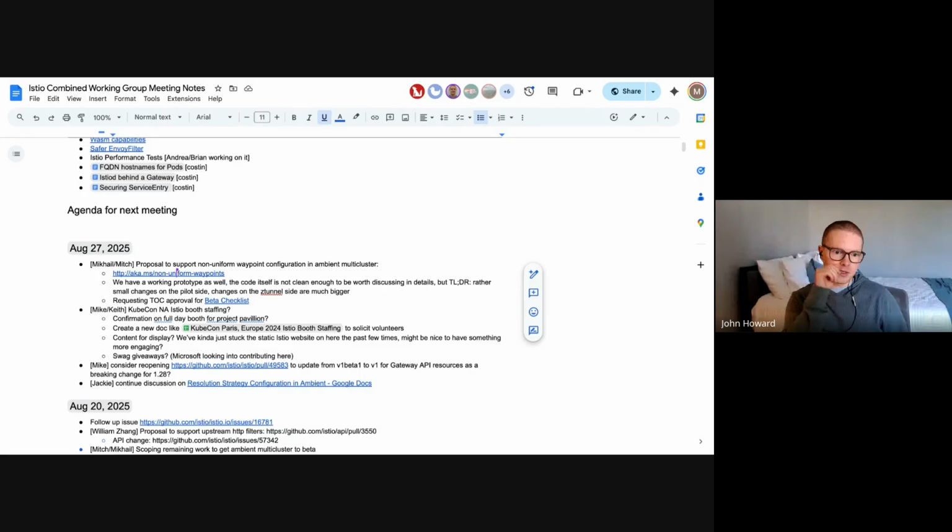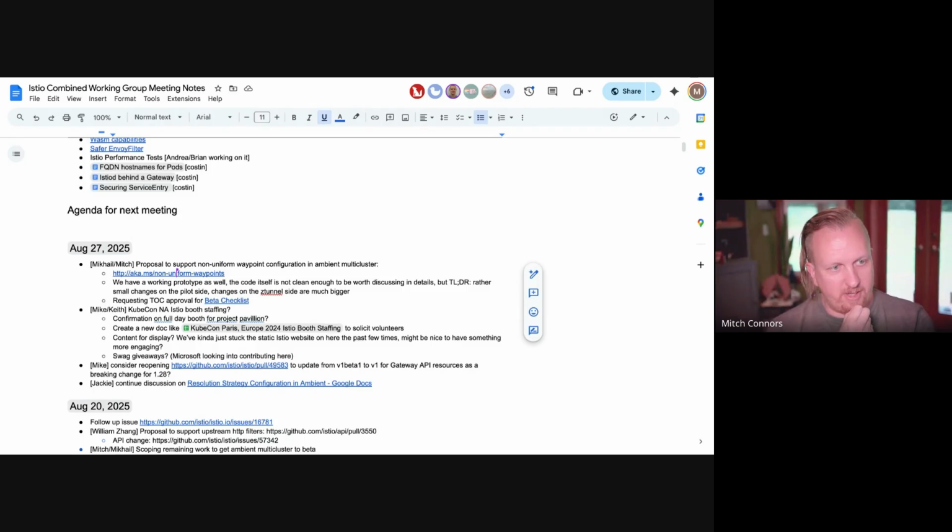I'm just trying to understand, walking to the far end, the user-facing behavior. If I have non-uniform waypoints, are you saying that they're going to be sent to both of them, or will it only send to the ones that match the local one? It would send to whatever waypoint is in the destination cluster. There could be no waypoints, there could be a namespace waypoint, there could be a service waypoint. It depends on what cluster you land on. That cluster decides what waypoint you choose.